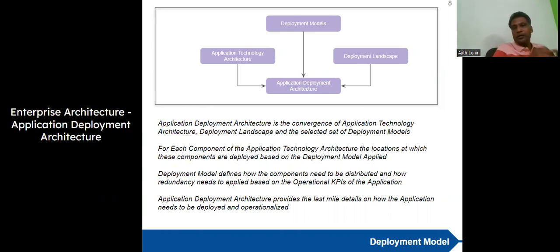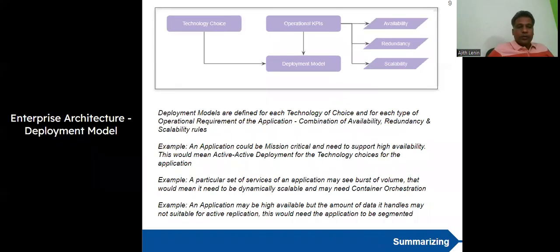So let's look at a few examples of what I mean by deployment model. Deployment models are defined for each technology of choice. If I want to say logging, or load balancing, or a web service, each of these components, based on the technology we have chosen for it and based on the operational requirement of the application, such as availability, redundancy, or scalability.